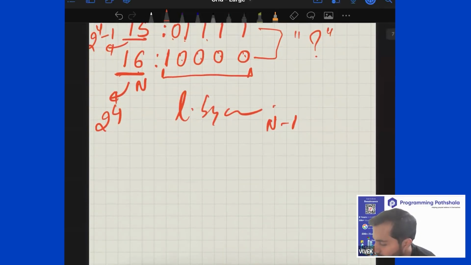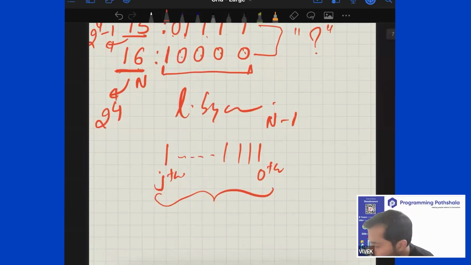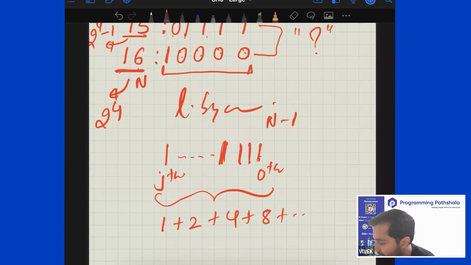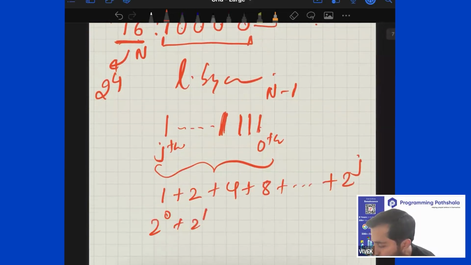See, take any number whose representation is all ones, everything is one from the 0th bit till the jth bit. What will this number actually represent? So if you try to write it, this one is contributing as 1, this one as 2, this one as 4. That is how it is, right? 2 power 0, 2 power 1, 2 power 2. And then this one will be contributing 2 power 3, which is 8. And at the jth bit, it would be contributing 2 power j. So this thing is the summation of 2 power 0, 2 power 1, 2 power 2, and so on.